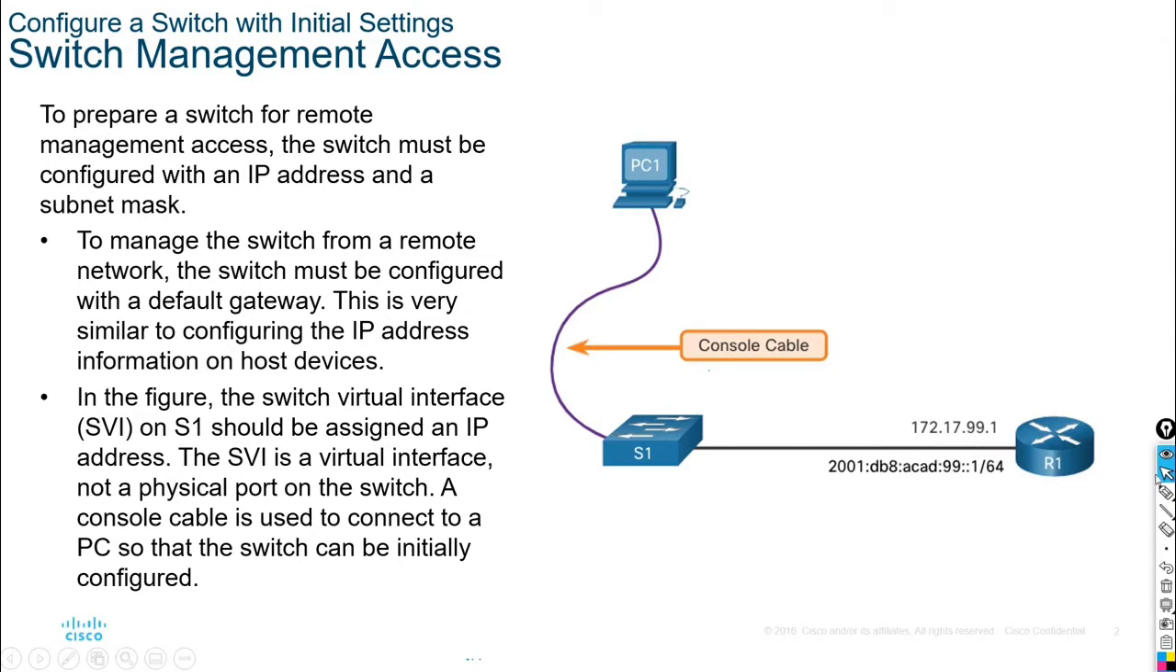So in this figure you can see the switch virtual interface, SVI, on S1, which should be assigned an IP address. The SVI is a virtual interface, not a physical port on the switch. A console cable is used to connect a PC so that the switch can be initially configured here.